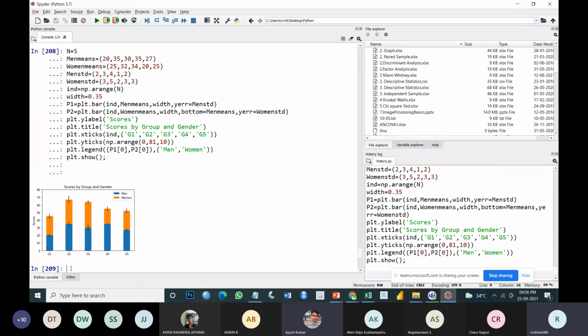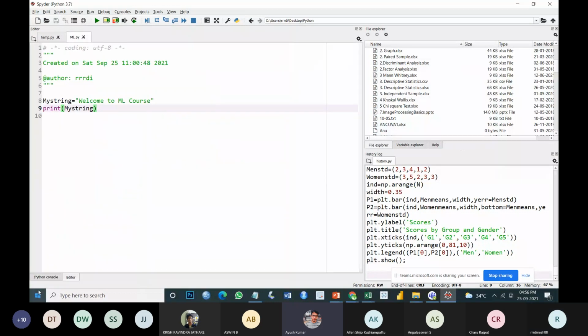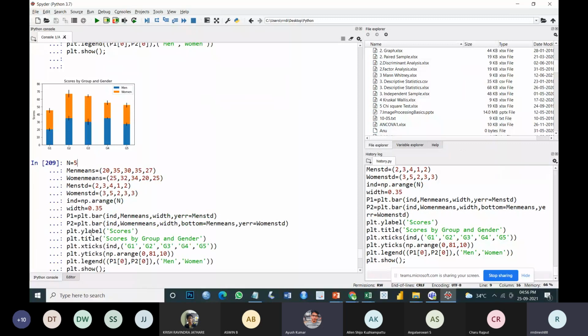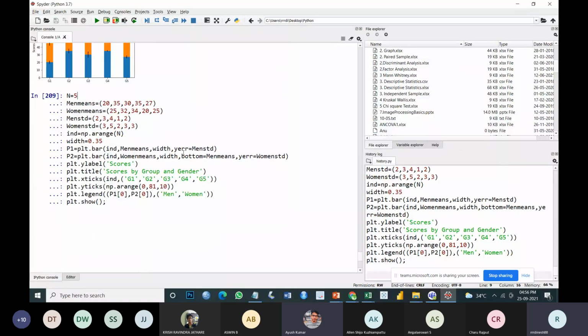Sir, if we don't write bottom is men, then how will the graph be? Then it would overlap. It will overlap the graph. You will get it like this.